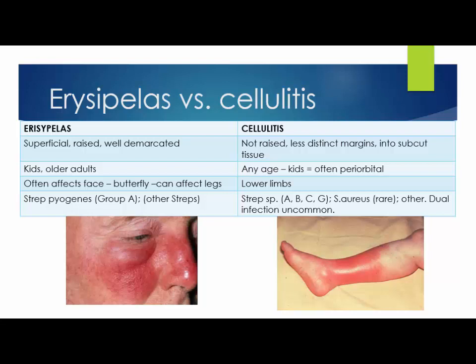Versus cellulitis, which again is most commonly strep. Staph cellulitis is not that common, does occur but isn't common, and dual infection is also fairly uncommon. So it's usually streps.